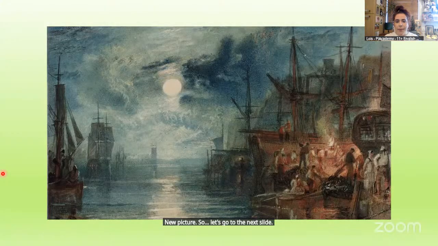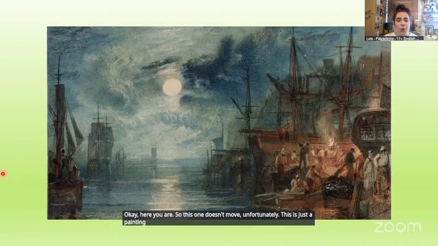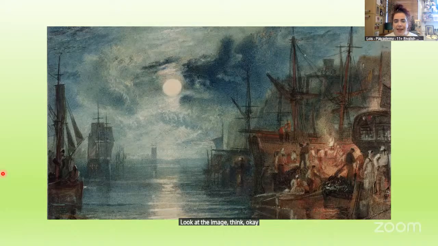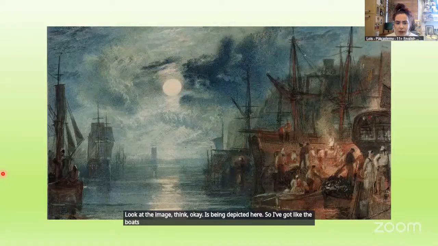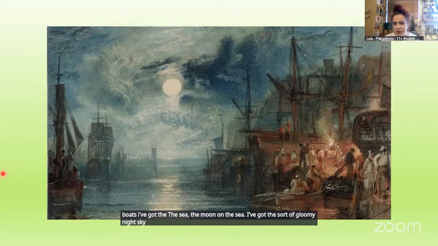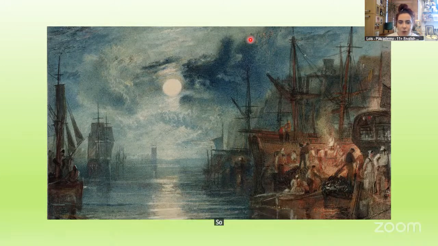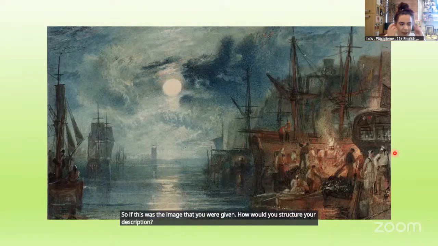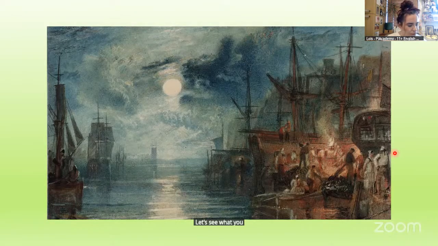Okay, here you are. So this one doesn't move, unfortunately. This is just a painting. But if this was the image that you were given, look at the image, think, okay, what is being depicted here? So I've got like the boats, I've got the sea, the moon on the sea, I've got the sort of gloomy night sky, then there's ships in the distance, you've got the people on the harbour. So if this was the image that you were given, how would you structure your description? Let's see what you guys come up with.